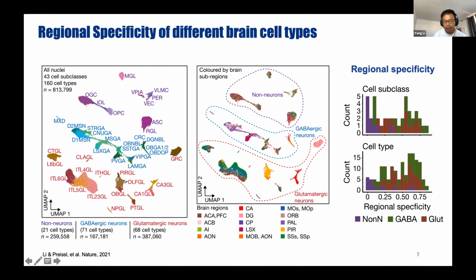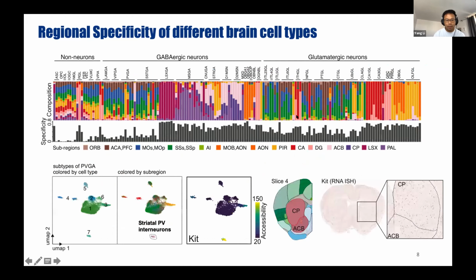And we find the excitatory neurons have a higher regional specificity, as well as some of the GABAergic neurons. But surprisingly, we also find there's a regional specificity or gradient difference for the non-neural cells. So here is the overall overview of all the subtypes we have. And from this bar plot, you can see which cell types are quite specific to any brain regions.